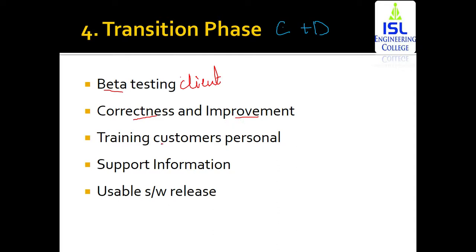At this phase, you're also going to train the customer, because the software that you're developing might have a different set of features and an entirely different user interface. So a training session will be given for the customers. Then the customers are going to be trained at this level. And you're also going to add support information. Support information can include different types of user manuals, troubleshooting guides, and installation guides.